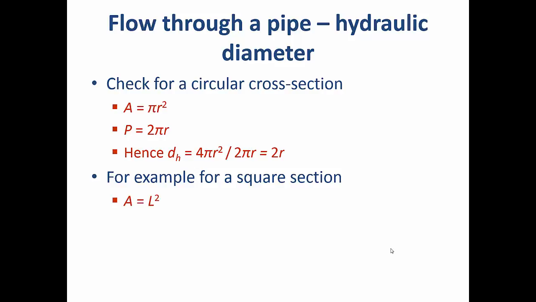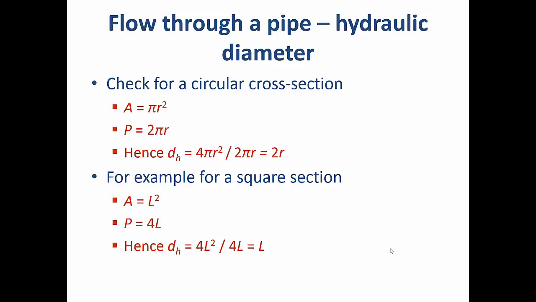If we now have a square cross section, then A equals L squared, where L is the length of a side. The wetted perimeter, again assuming the pipe is full of fluid, will be 4L. So we will have hydraulic diameter equals 4 times the cross-sectional area divided by the wetted perimeter, which equals 4L squared over 4L, which is L.